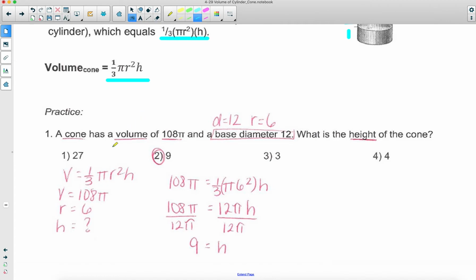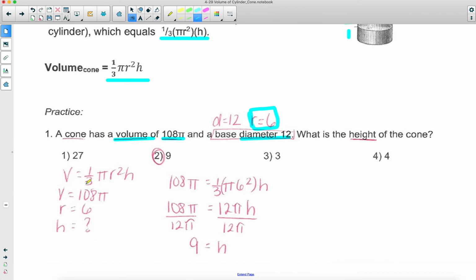So first question, it says a cone has the volume of 108 pi and a base diameter of 12. So right away, once I know my diameter is 12, I fill in that I need the radius of 6. What's the height of the cone?